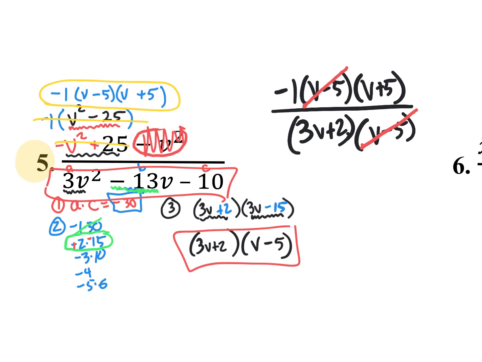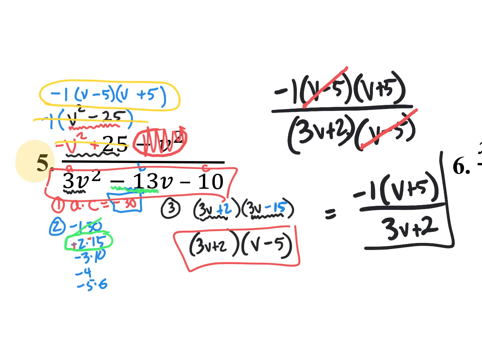Let's write our answer. Our final answer will be negative 1 times v plus 5 over 3v plus 2. And you don't need the 3v plus 2 in parentheses because there's nothing else with it down there. So you can just leave it like that.